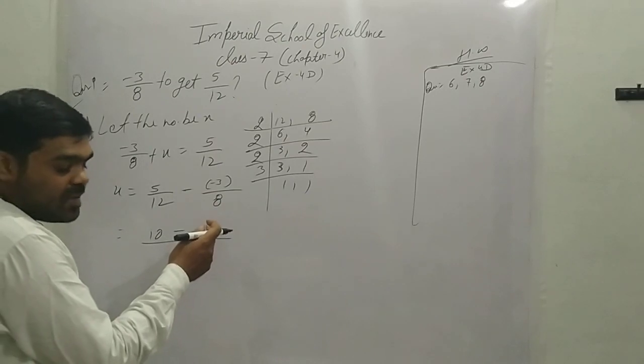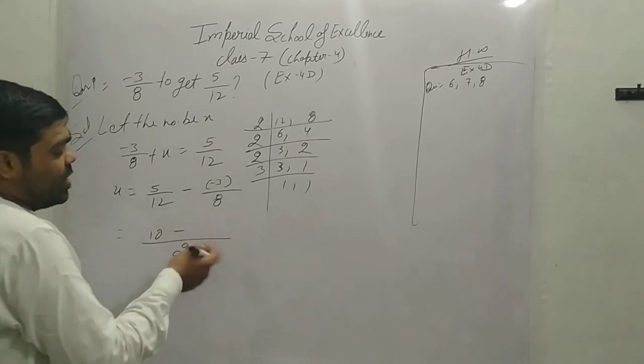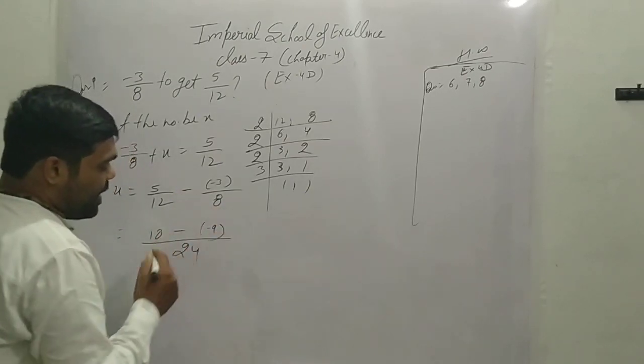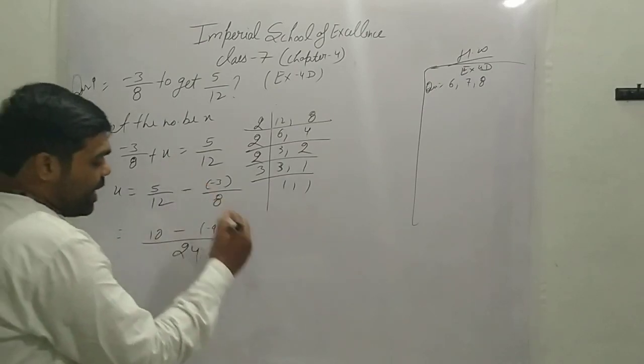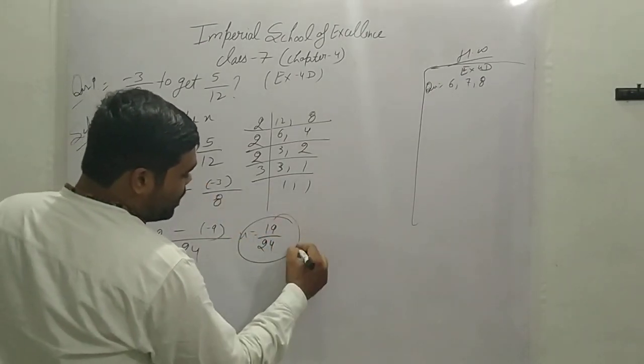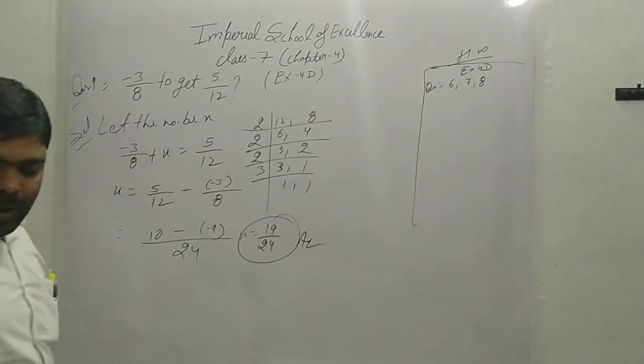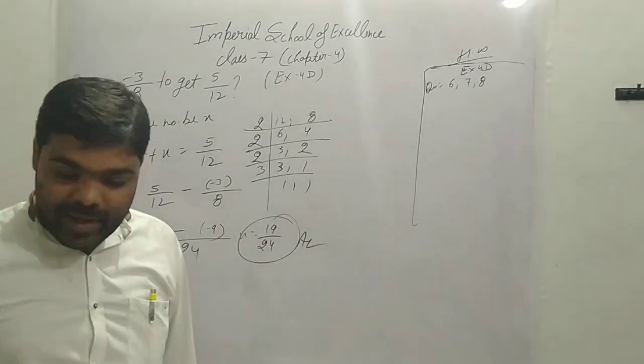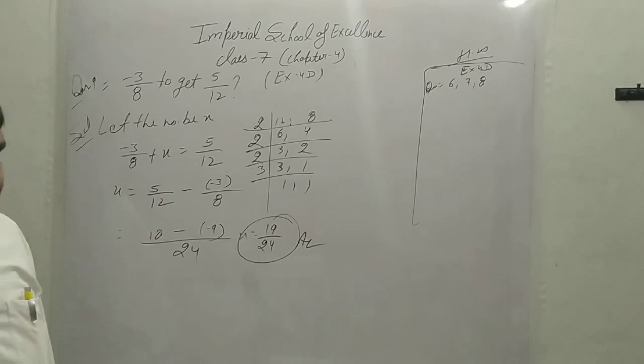Minus 8, 1s are 8, 8 3s are 24, 3 3s are 9. Minus 9. Now plus minus x equals 19 upon 24 is your answer. Okay. Now you have to do question number 10, 11, 12, 13, 14, 15 and 16.